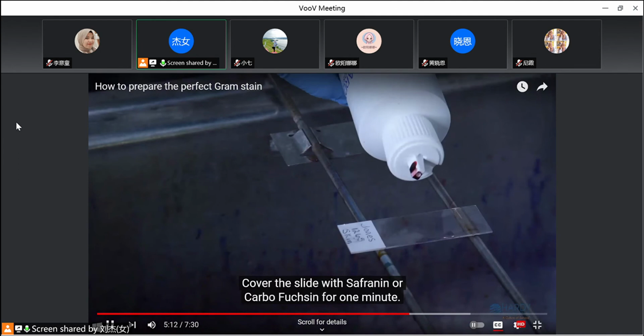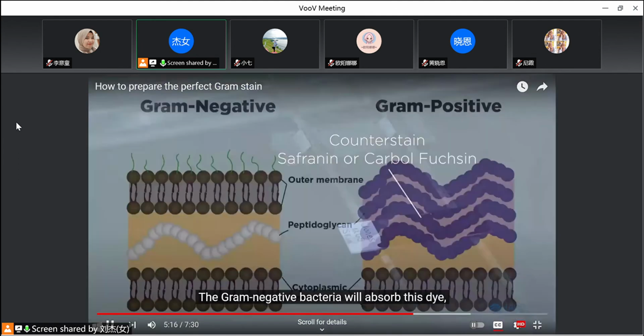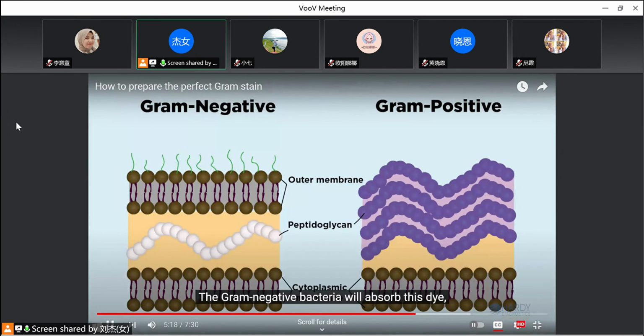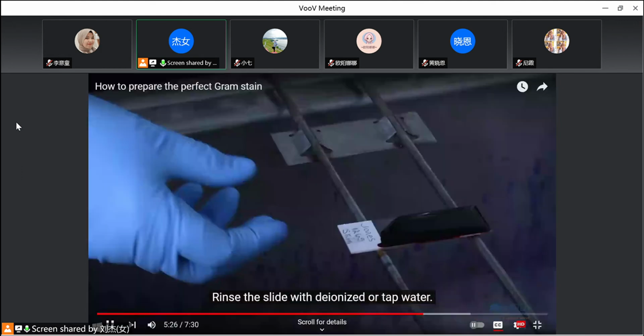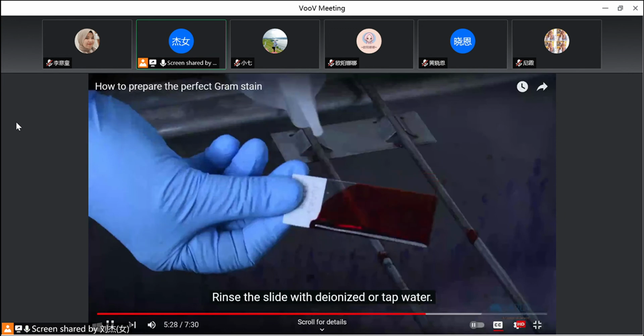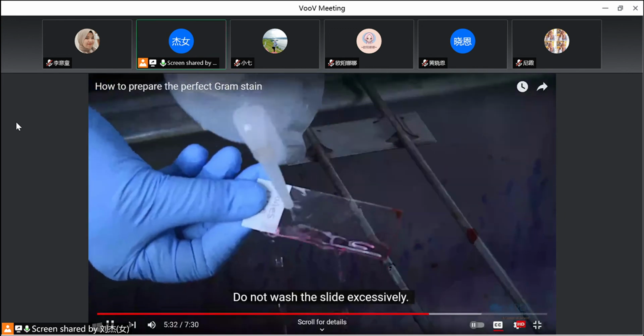Cover the slide with safranin or carbol fuchsin for 1 minute. The gram-negative bacteria will absorb this dye, causing them to stain pink to red. There will be no effect to the gram-positive cells since they retain the initial crystal violet stain. Rinse the slide with deionized or tap water. Do not wash the slide excessively.